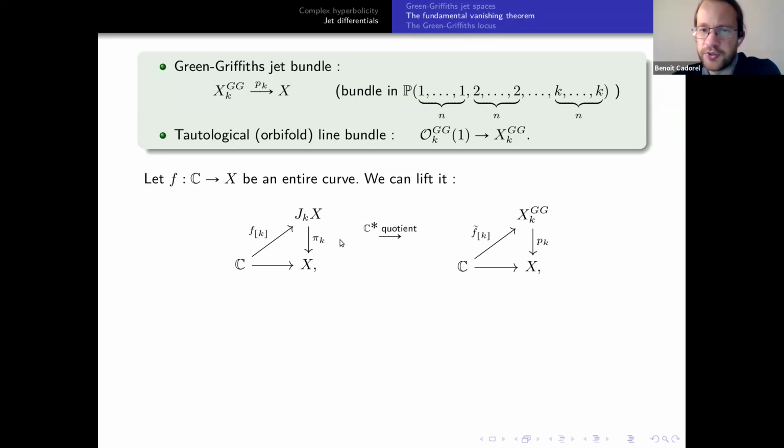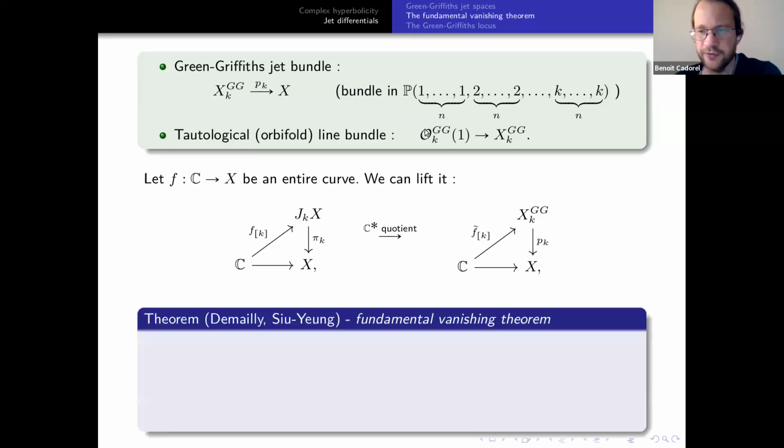And now, at least at the points where this map is not 0, where the kth Taylor expansion is not 0, you can quotient by C star and get a map from C minus some points to X_k^{GG}. But this map now lands inside a projective space. And so you have this valuative criterion for properness, which tells you that you can extend the map across the points where f_k vanishes to a map starting from C and arriving in this projective manifold on which you still have this tautological line bundle.